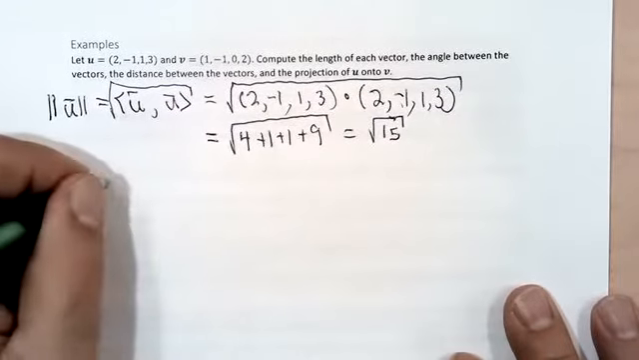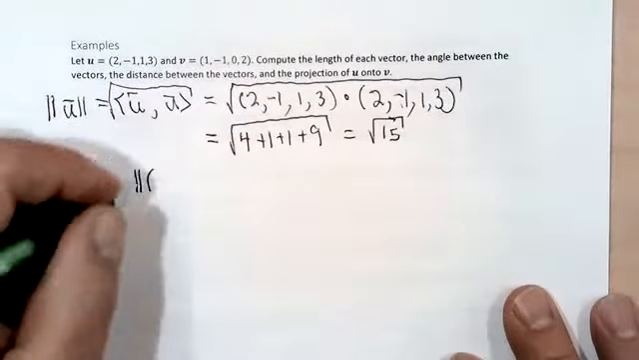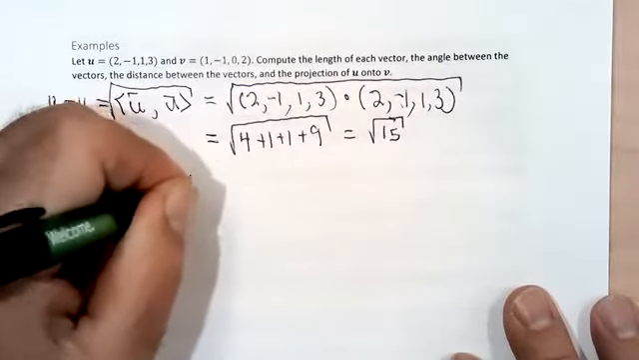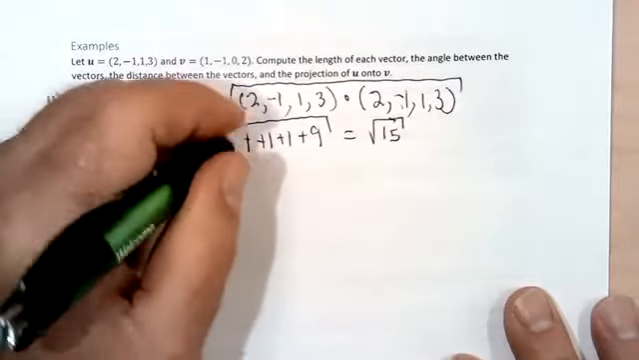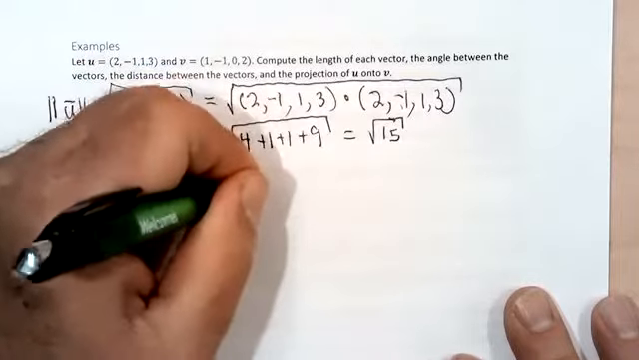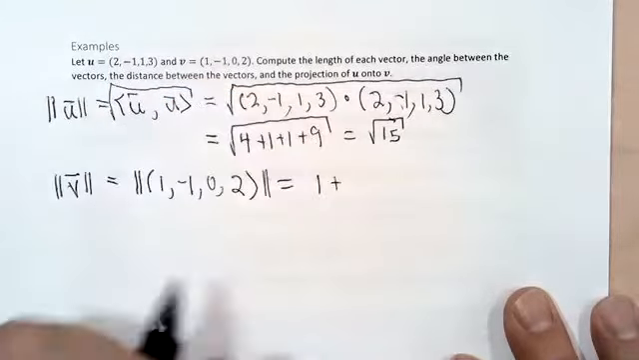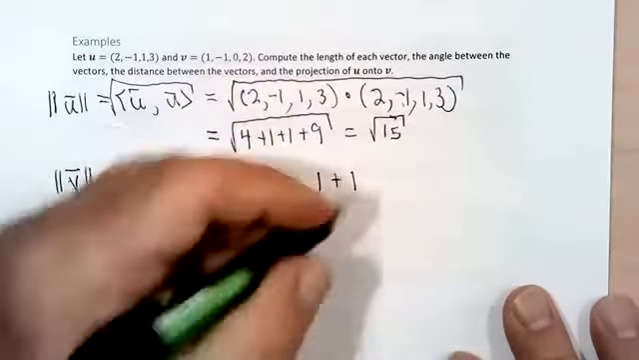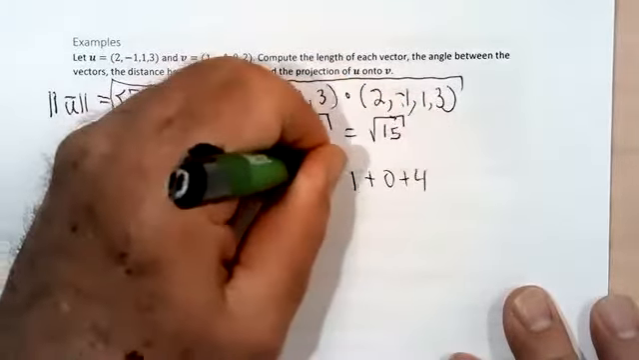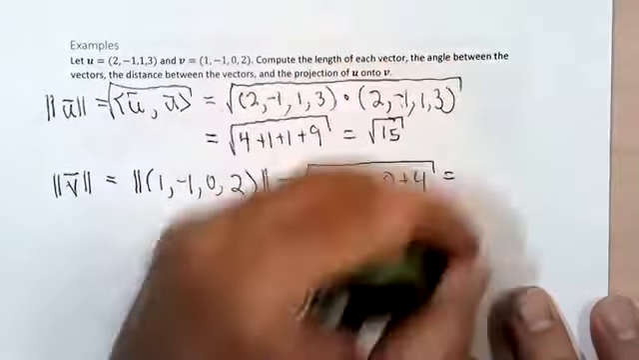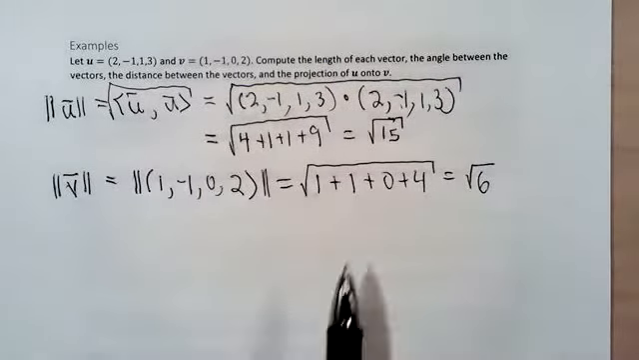The norm of v. Well, once you've seen how this is going to go, you probably don't need so many intermediate steps. So I'm going to end up with 1 squared plus minus 1 squared plus 0 squared plus 2 squared. Take the square root. So that's root 6.